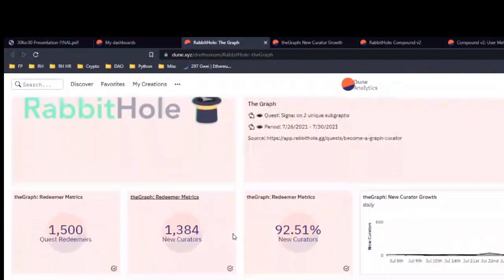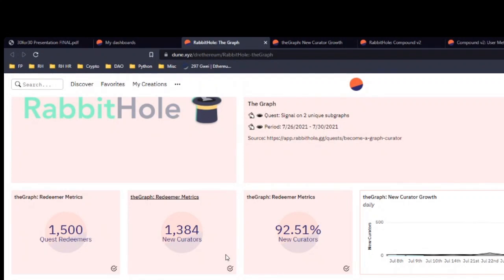So walking through this a little bit, there's a set of KPIs that we always include when we're looking at Rabbithole data. The number of new people taking the action. So for this quest, it was to signal on 2 different subgraphs. So we incentivized 1,500 people to go through the steps of becoming a curator on the graph, which, as you can see, is actually a pretty unique task to do.